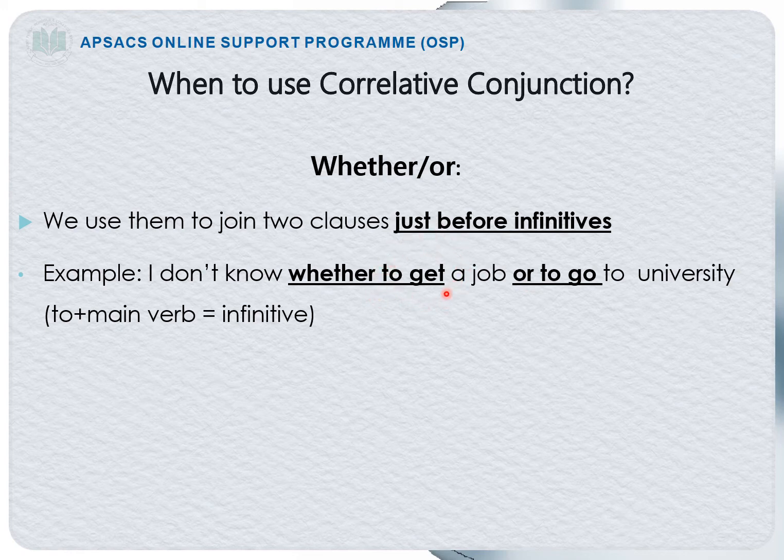Now students, this is the infinitive: to plus main verb. Get is the main verb, so to plus get is the infinitive. To plus go is the infinitive because go is also the main verb. We have used whether and or before the infinitive.